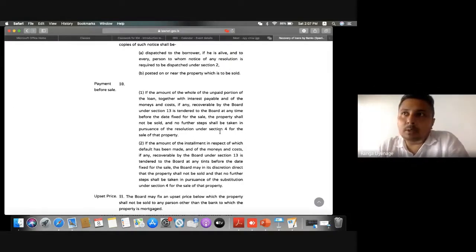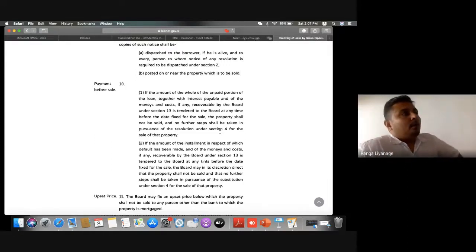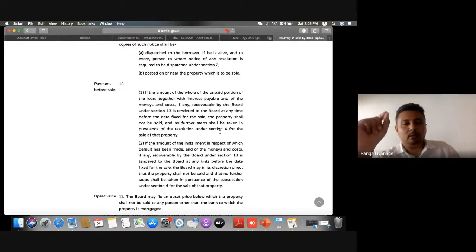2 installments, so 2 installments outstanding, 50,000 and 50,000, and the entire amount of outstanding is 7 lakhs. Because now he has defaulted this 50,000, and the other 600,000 capital outstanding. Under section 10, if he pays that entire 7 lakhs, bank can't take any action. 7 lakhs plus interest and cost, whatever. If he pays the 2 defaulted outstanding amounts, 50,000 and 50,000, that is 1 lakh, plus the interest and the cost, the board may have a discretion whether to sell the property or not. So if he has only paid the defaulted amount, the board can decide.